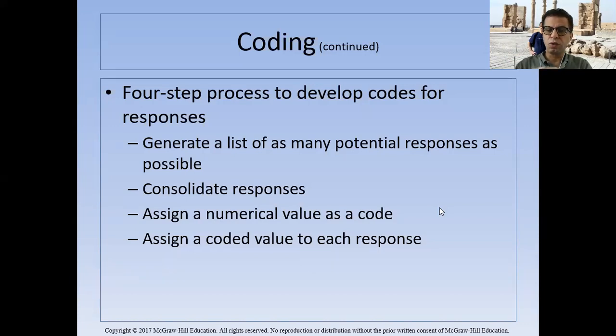Then you consolidate the responses. You know, question 5, you put them all together, and then question 4 all together, question 6 all together, and then you look at their coding, and you start assigning a numerical value, which is a code, so that all these responses are converted to a code. Now you work with the code, assigning a code value to each response.